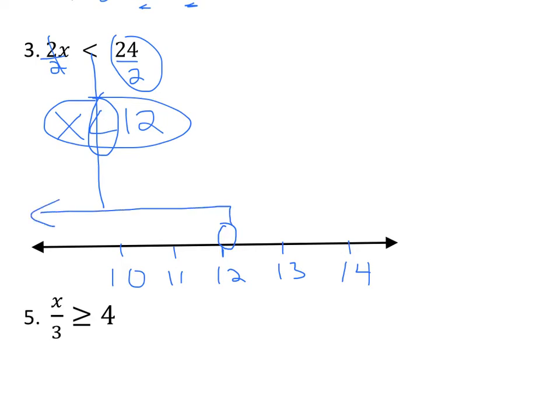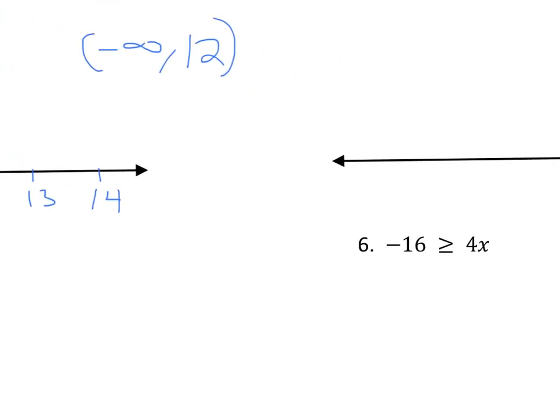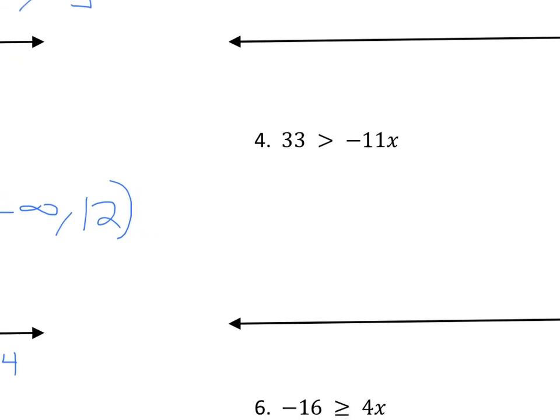Now this goes all the way to negative infinity. So in interval notation, I can express this as negative infinity, and then when I go to 12, since this circle is not filled in, I put parentheses. I don't put brackets. All right, let's see here. Let's do one more problem. Let's go to number 4.